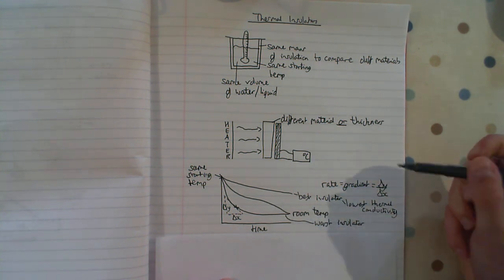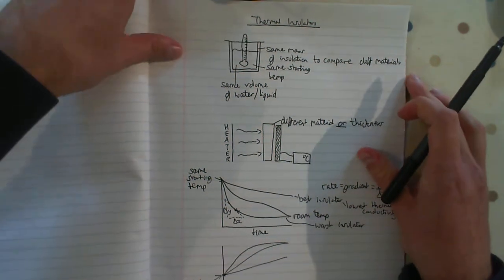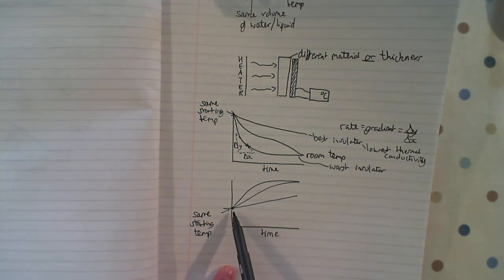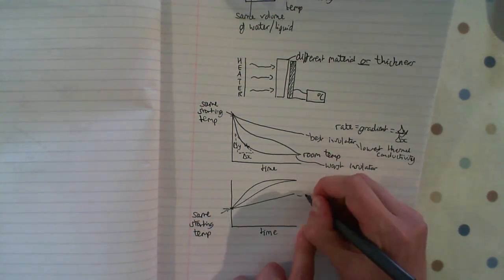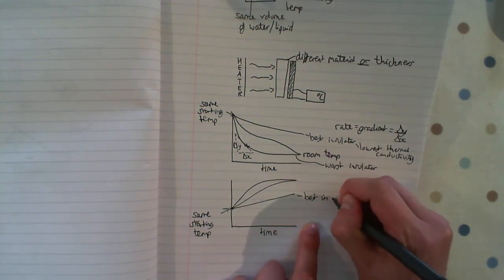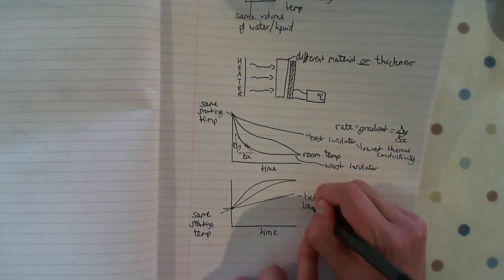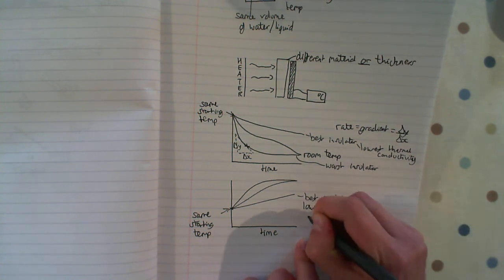And if you were graphing the temperature rise of this experiment, it would look a bit like this. You'd have the same starting temperature of room temperature. Some may increase rapidly, some may increase less rapidly, some may increase gradually. And the smallest increase in temperature will show it's the best insulator. So therefore the lowest thermal conductivity.